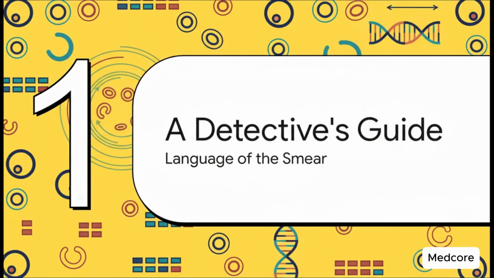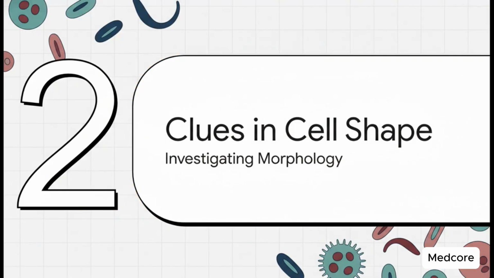Okay, so in this first part, we're really just setting the stage. Interpreting a smear is kind of like learning a new language. You have to understand the basic grammar and vocabulary before you can really understand the complex stories the cells are trying to tell you. So, our investigation is going to kick off with the most obvious piece of evidence, the shape of the cells. Morphology, which is just the study of their form and structure, is our first and honestly one of our most powerful tools.